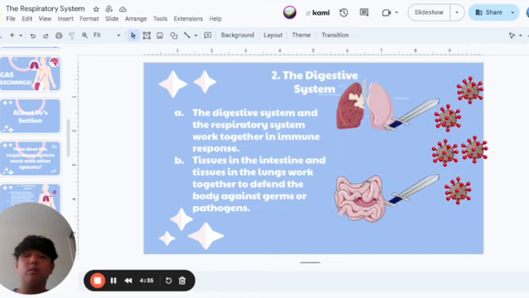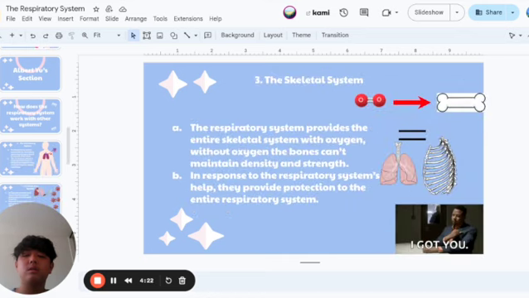The digestive system. If a virus or pathogen is detected in the lungs and the intestine detects it, then the lungs and the intestine, along with the immune system, will work together to destroy the virus or pathogen. The skeletal system. Without the respiratory system, the bones of the skeletal system will not have any calcium or oxygen to function properly. And in return, the bones of the skeletal system provide protection to the respiratory system.